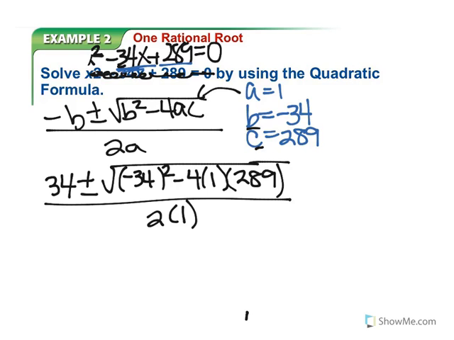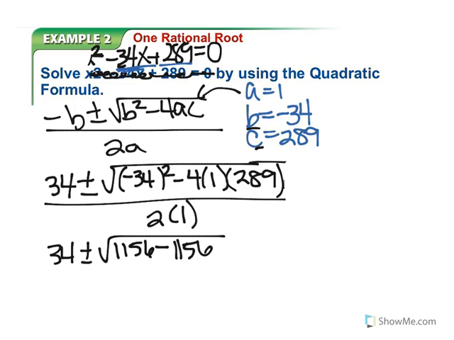Alright, so now we're going to simplify. When you're simplifying, you always want to start with the stuff that's underneath the square root. We get 34 plus or minus the square root of 1,156 minus, well, if you do 4 times 289, that's 1,156. All divided by 2, because 2 times 1 is 2.